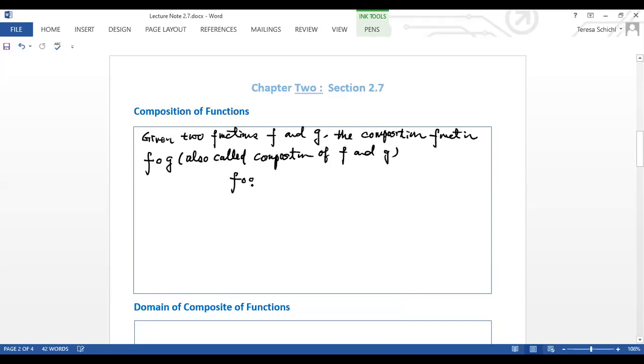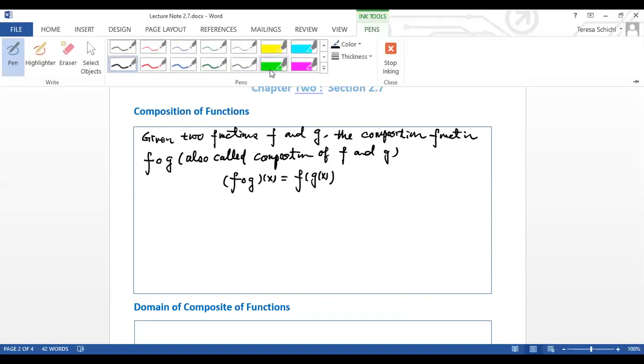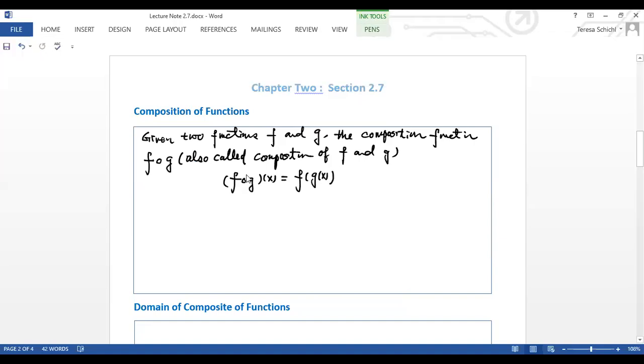So we say f of g of x is defined as f of g(x), right? This is the notation here, so be careful. We call this a composition. We use this little o, so the order here is f composite g. That means the g(x) here you need to go first.